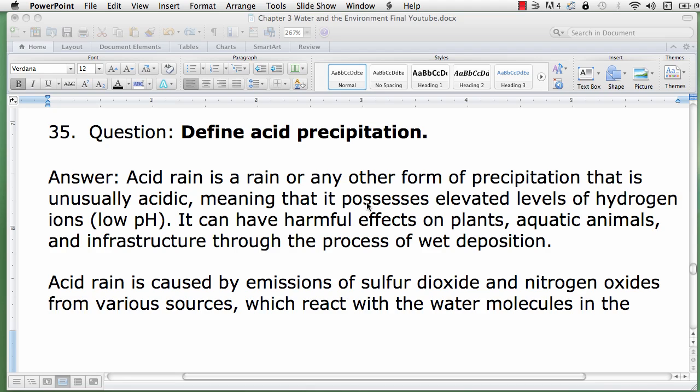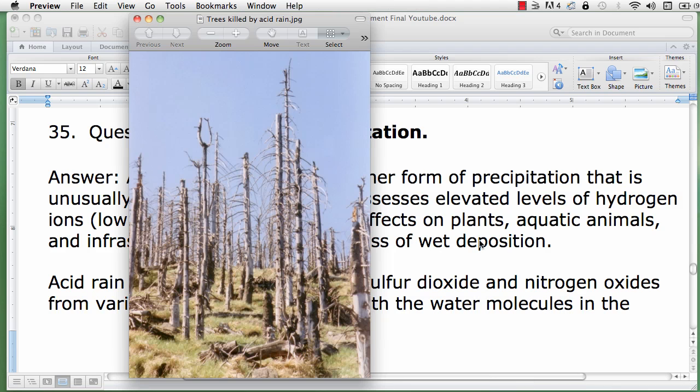This is because of the formula: pH is the negative logarithm of the concentration of hydrogen ions in a solution. Acid rain can have very harmful effects on plants, aquatic animals, and infrastructure through the process of wet deposition. So as we can see here, for example, these trees are killed by acid rain.